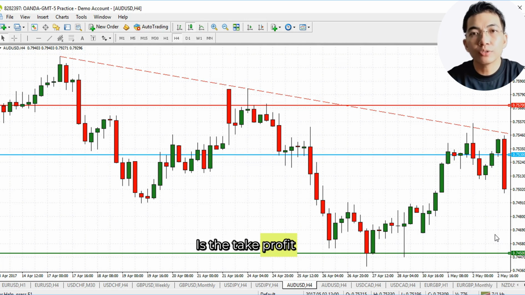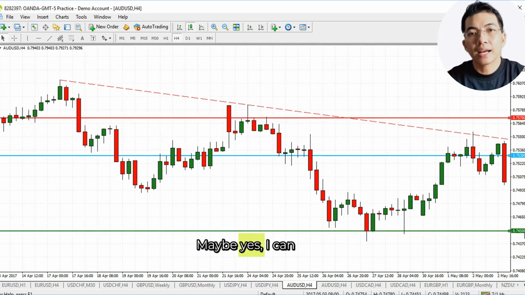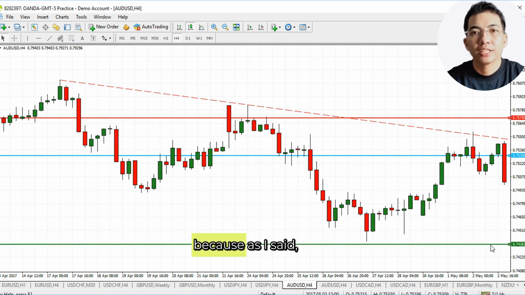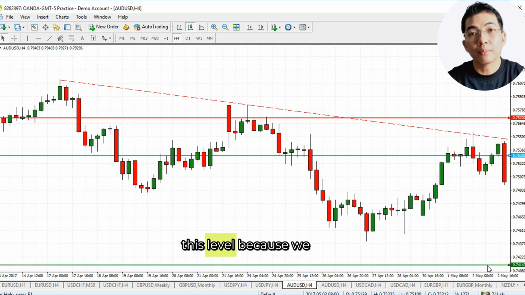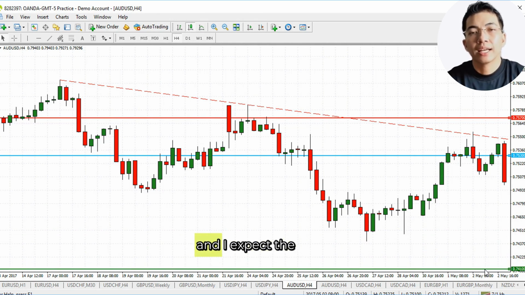Is the take profit too close to my entry level? Maybe yes. I can increase my take profit because, as I said, I expect the price to go lower than this level because we are in a downtrend and I expect the price to form a new low. I move my take profit by other 40 pips, so I have a risk to reward of 1 to 3, and this level seems fair. I think that the price can reach this line if the downtrend continues. So this was my position.